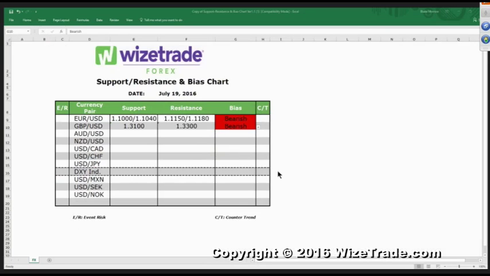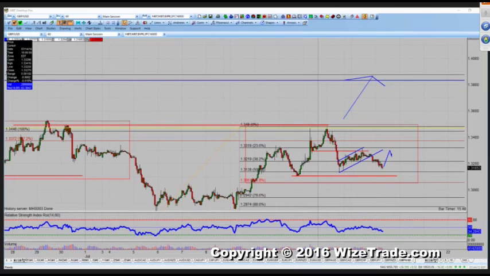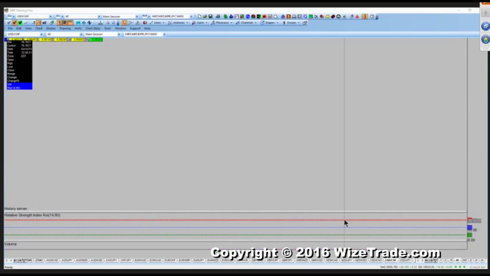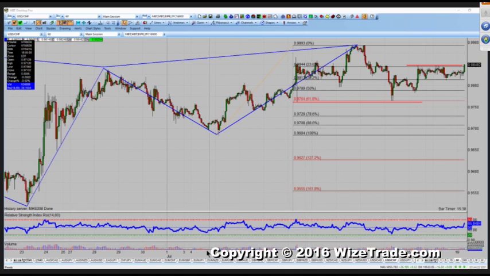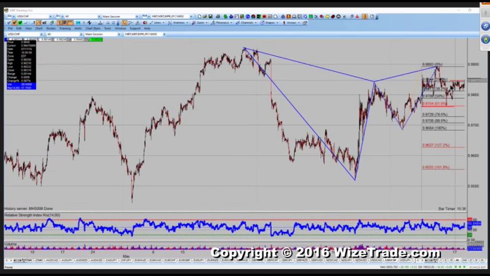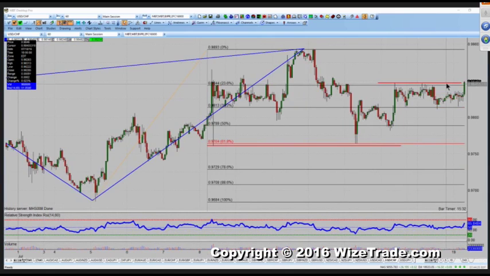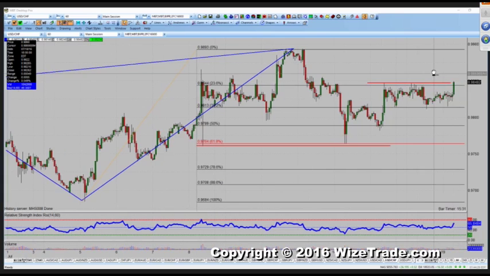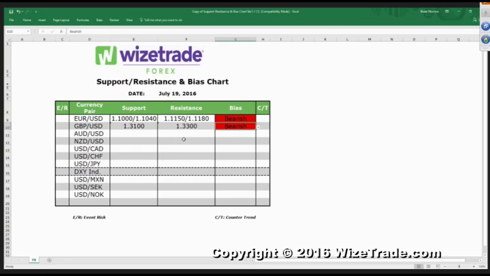Okay, let's go over to the Swissy. Here comes the Swissy. You see? Okay, here's the Swissy. Now the Swissy is challenging resistance right now, 98.50. We talked about 98.50 yesterday. Bam, here we are hitting it right now. Now the big resistance comes up at 99, so we all know that.